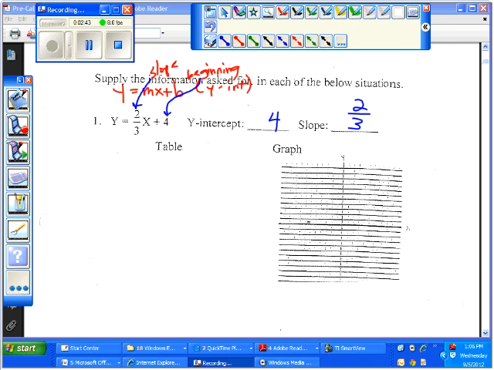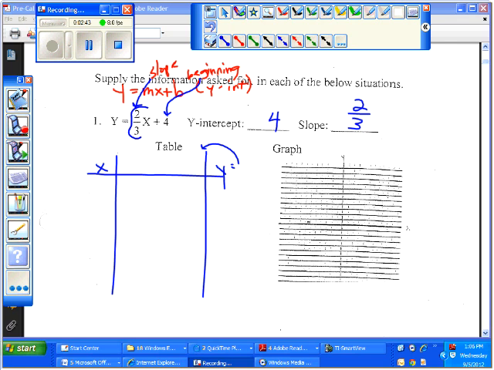Now, on page 97A, it says to build a table, we start with x because it is the domain or the independent variable. We solve for y because it is the range or the dependent variable. What goes in the middle is what it says y is equal to, and my equation says that y is equal to 2/3 x plus 4. Understand that?